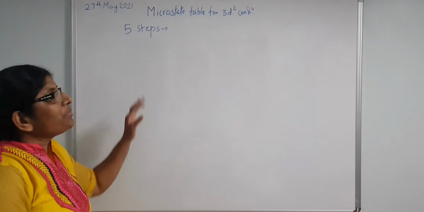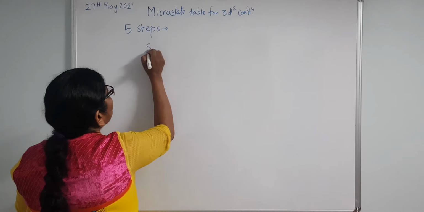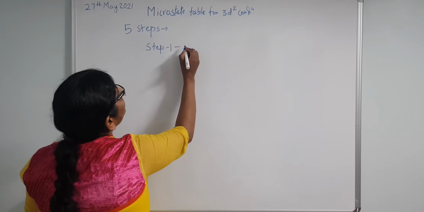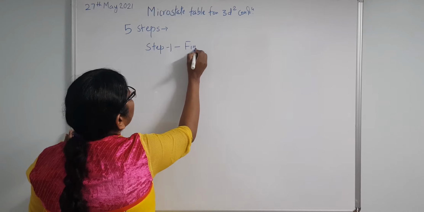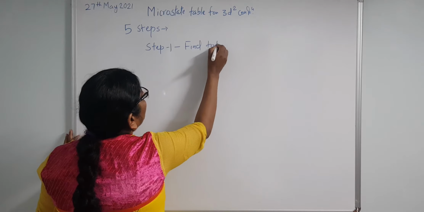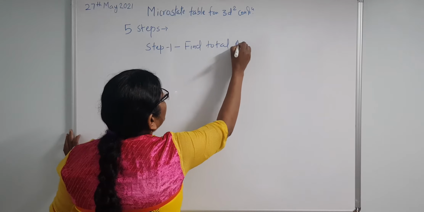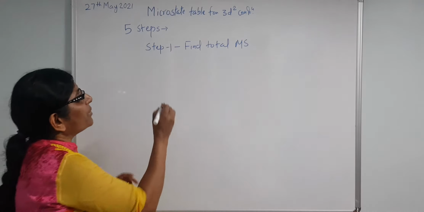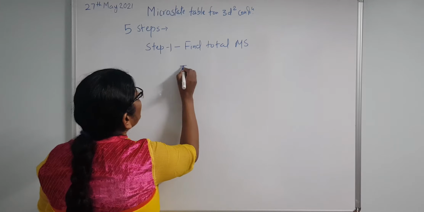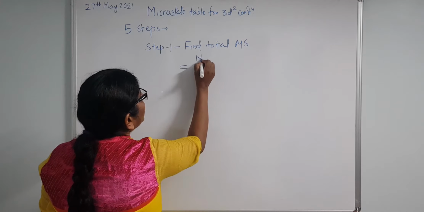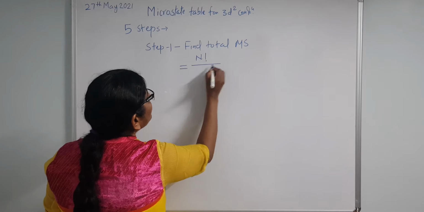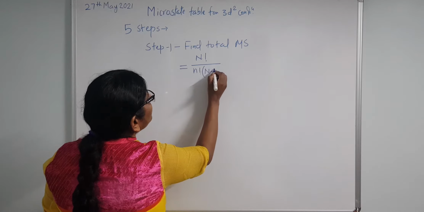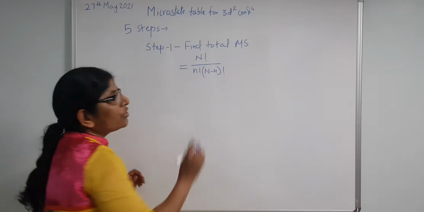From these 5 steps, step number 1. Step 1 is find total microstates for that configuration, by the factorial formula. All of you know the factorial formula: capital N is the total capacity of the orbital, small n is the actual number of electrons, then N factorial divided by n factorial into (N minus n) factorial.